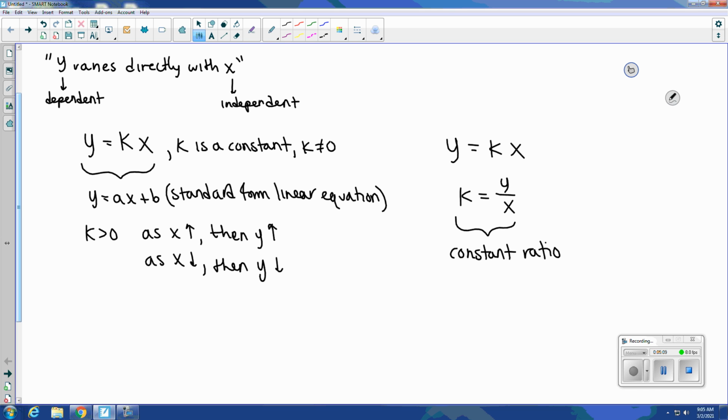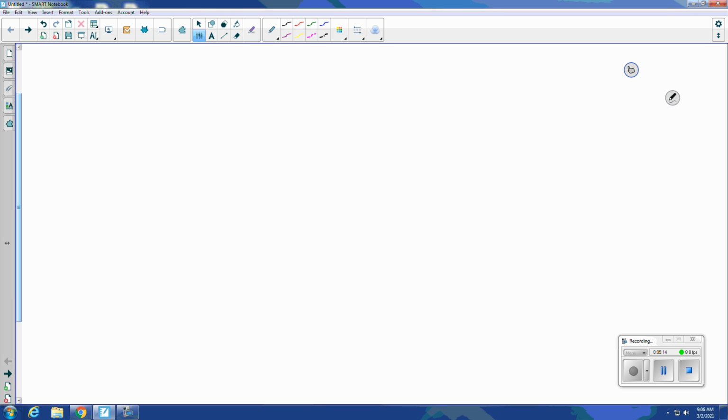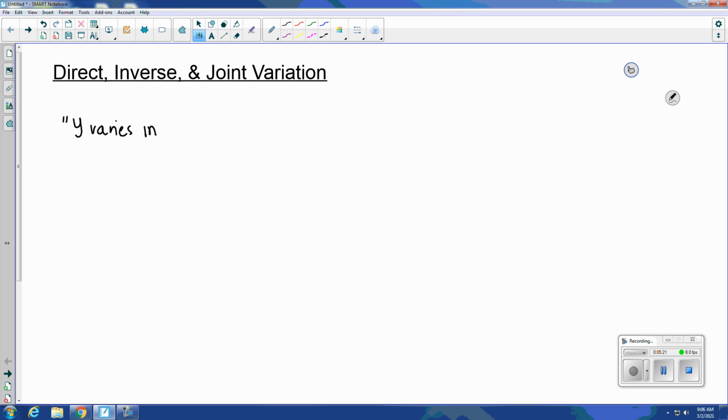Moving over to inverse variation. If we say y varies inversely with x, y is still the dependent variable, x still the independent, but instead of a linear relationship, we have this reciprocal relationship. So instead of it being k times x, we want k times the reciprocal of x, which is 1 over x, which is going to look like k divided by x.